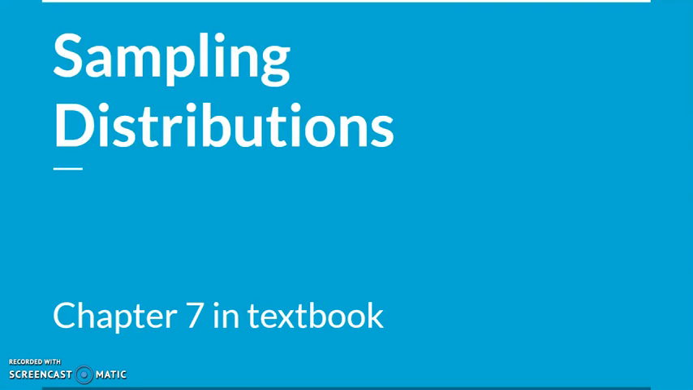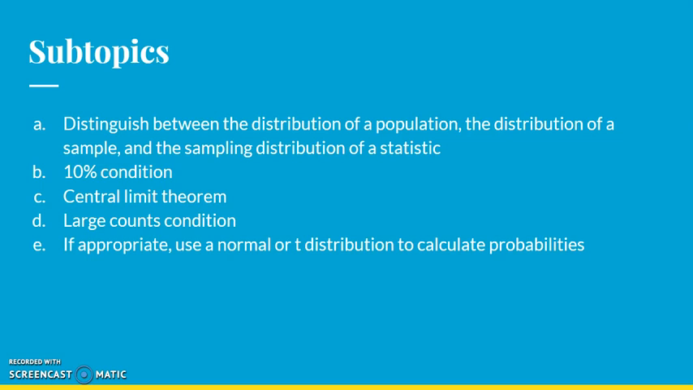Hello everyone, today I will be reviewing sampling distributions, and this will include the following subtopics: distinguishing between the distribution of a population, the distribution of a sample, and the sampling distribution of a statistic, the 10% condition, the central limit theorem, the large counts condition, and using a normal or t-distribution to calculate probabilities if appropriate.